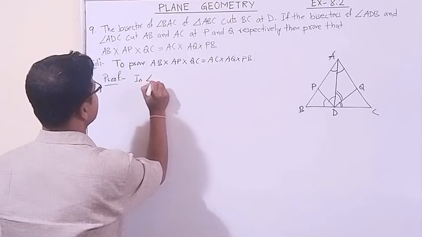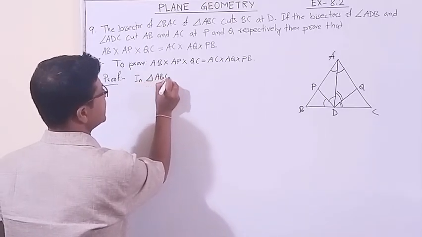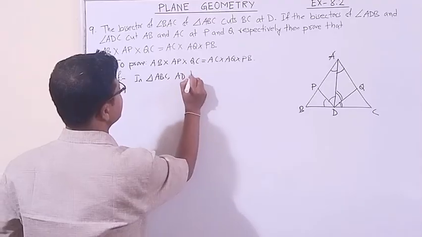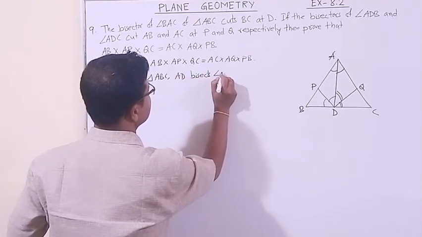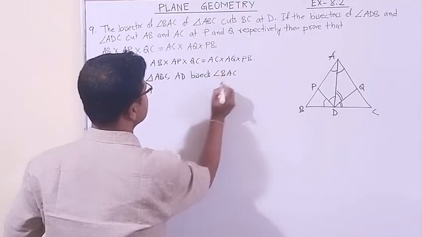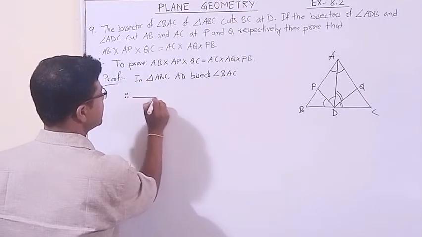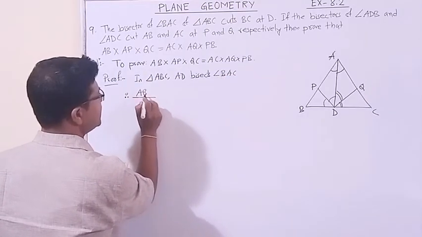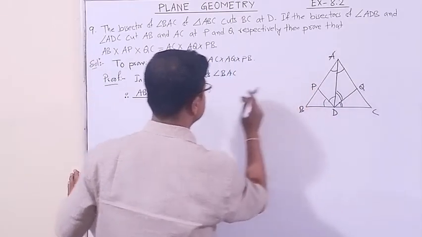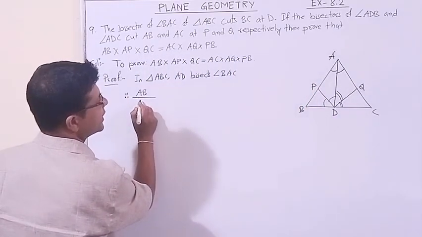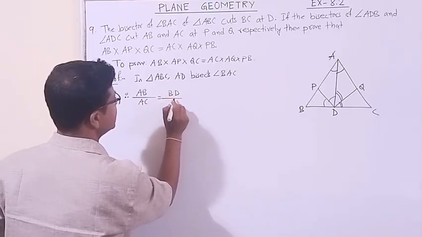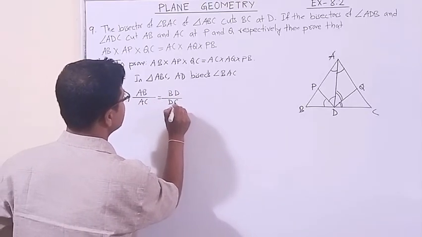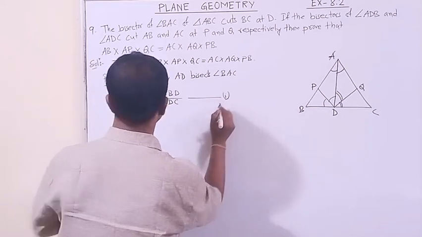In triangle ABC, AD bisects angle BAC. So what we obtain? AB by AC is equal to BD by DC. Alright? This is equation 1.